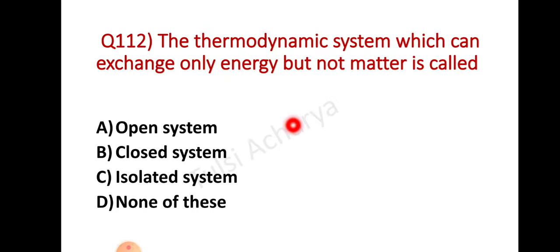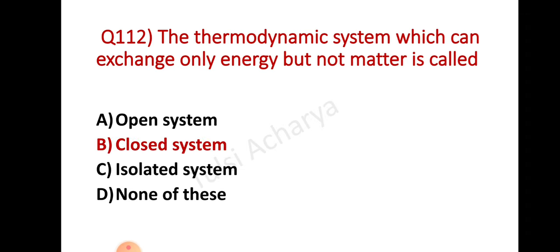Now let's see question number 112. The thermodynamic system which can exchange only energy but not matter is called closed system. If a system cannot exchange both energy and matter, that is called isolated system. If it can exchange both energy and matter, that is called open system. For this case, the right answer is closed system, option choice B.